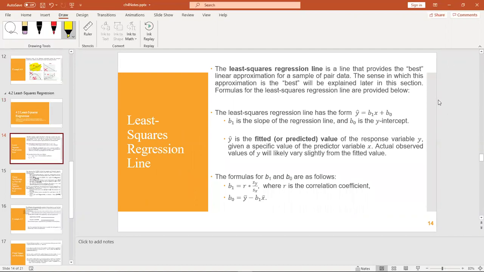So it's the least squares regression line. As I mentioned, it's the best linear approximation that you can get. The way that you assess how good it is has to do with the correlation coefficient that we've described previously.